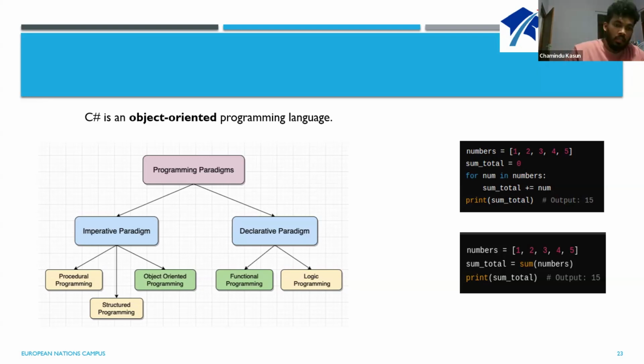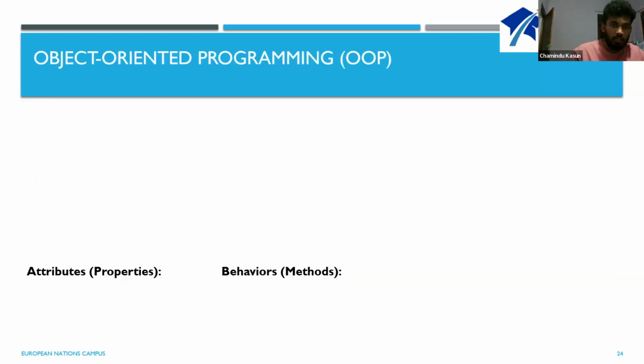So let's understand what is object oriented programming. You can see there's a term object. Everything is objects, right? So what is an object?